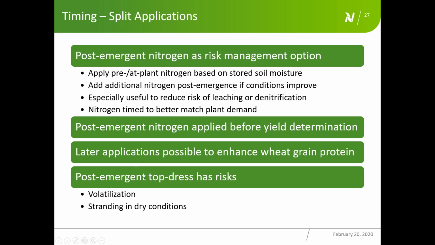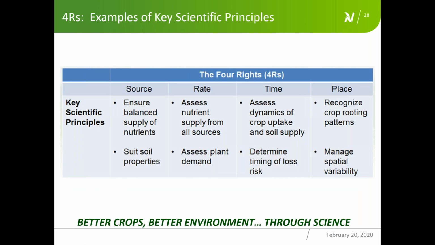But recognize that those later applications, those post-emergent top dress applications, do have risks of volatilization, stranding in dry conditions, greater risk of runoff. In the case of wheat, they may actually be beneficial to enhance grain protein. So it's a variety of things to consider there, the type of crop and the environment we're growing in, potential for loss mechanisms. All right, so let's wrap this up by summarizing some of our 4R concepts.